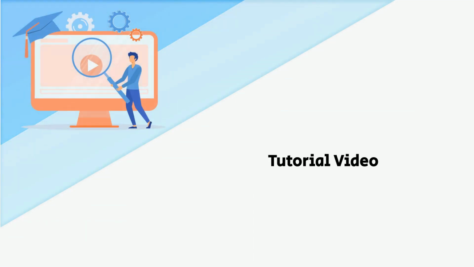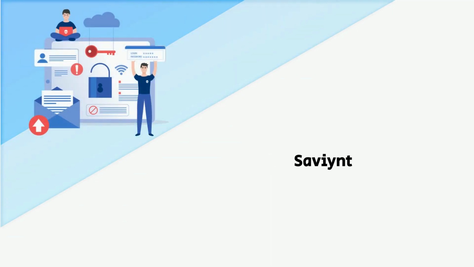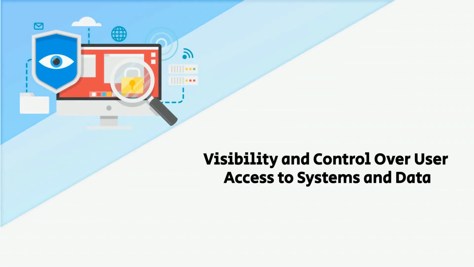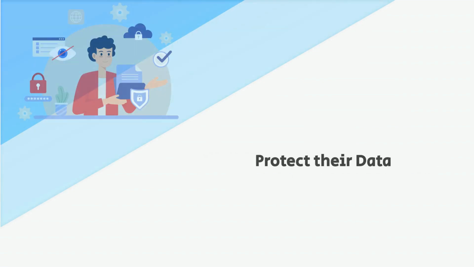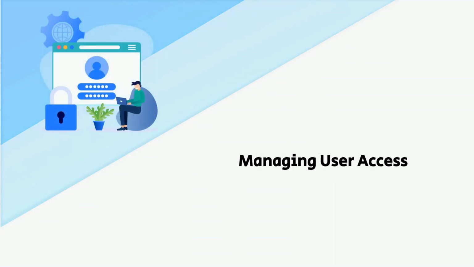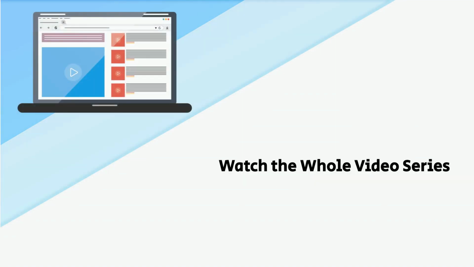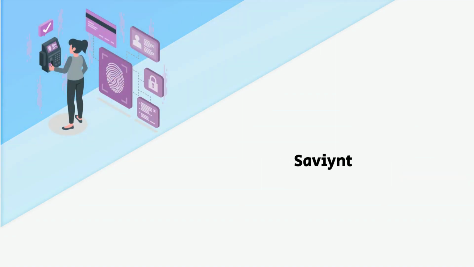In this tutorial video, we will discuss Saviynt. Saviynt is an identity governance and administration (IGA) platform that provides organizations with visibility and control over user access to systems and data. It enables organizations to protect their data and resources by managing user access while ensuring compliance with industry regulations. Stay around and watch the whole video series if you want to find out more about Saviynt.